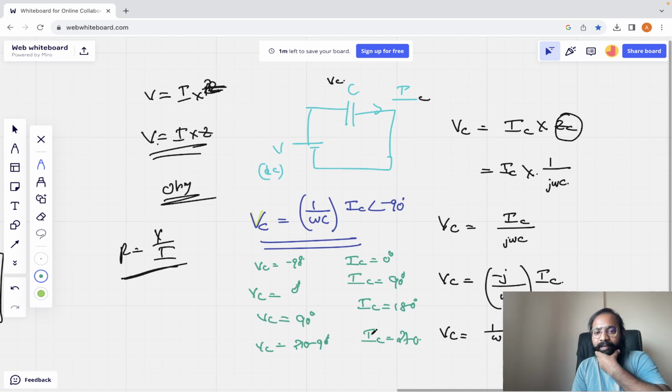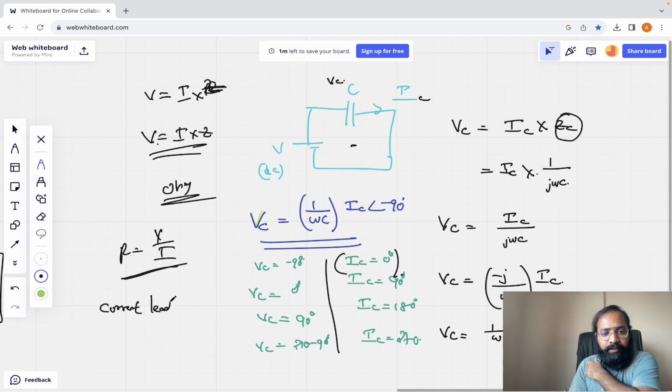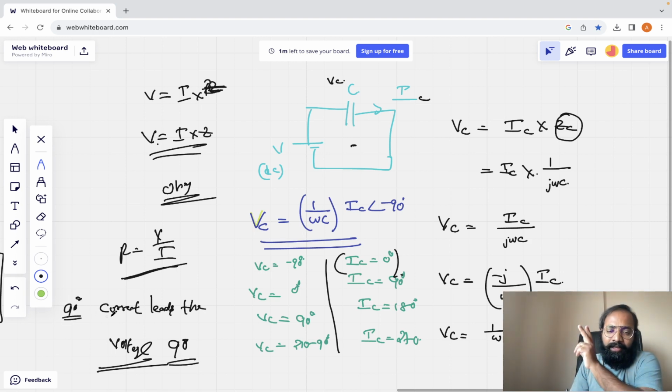I hope that you are understanding what I'm trying to tell. So from this, what you need to get the point is that in the case of capacitor, current is always leading the voltage. Are you understanding or not? In the case of capacitor, always current leads the voltage. How much phase angle it is leading? 90 degrees. The current is ahead, or else the current is leading the voltage with 90 degrees.